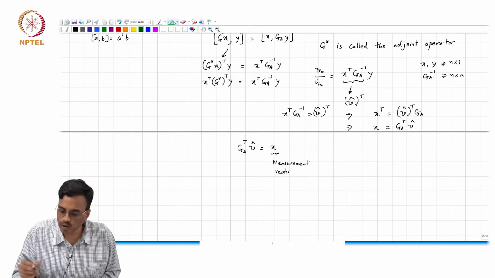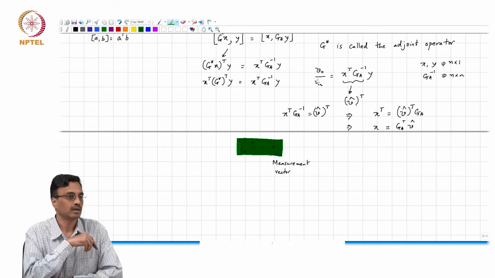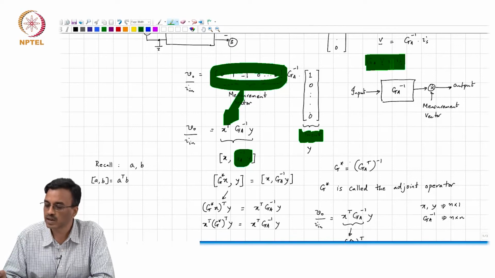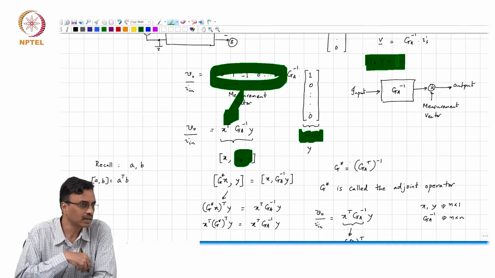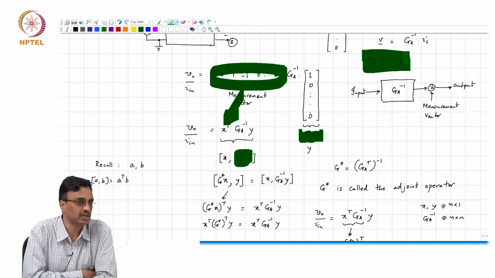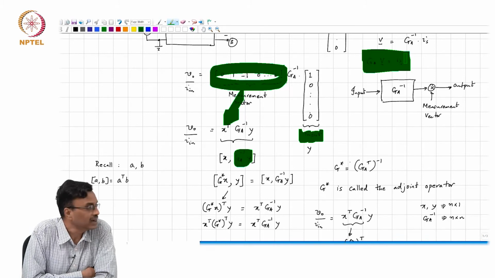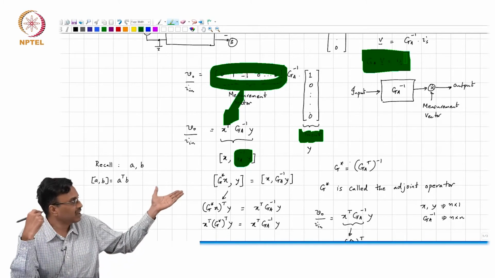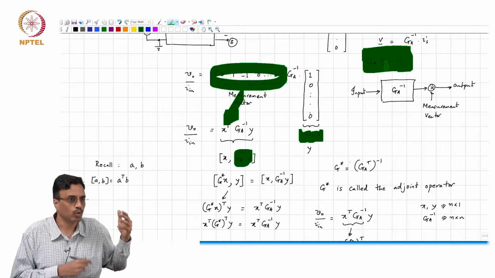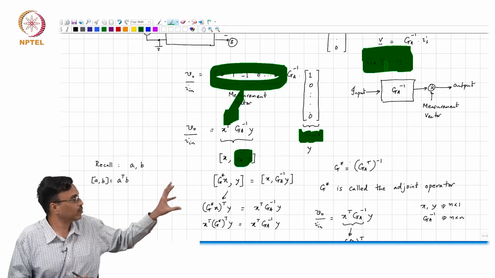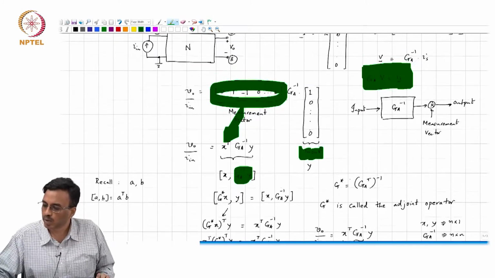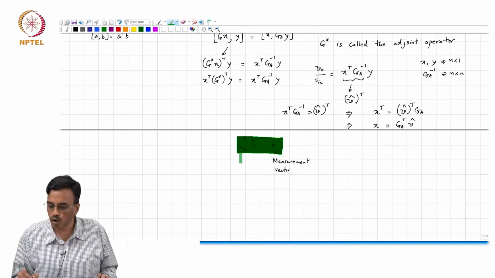But how do you interpret these equations? When we said GA times V equals IS, how did we interpret that? What is the interpretation of this system of equations? In English, what this means is that V is the vector of node voltages produced when you excite a network GA with IS, correct?